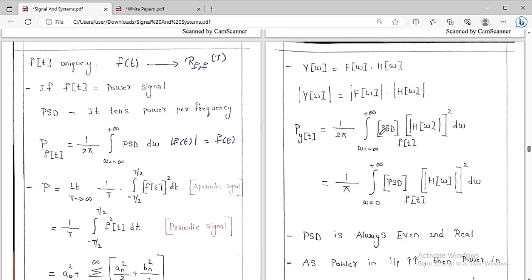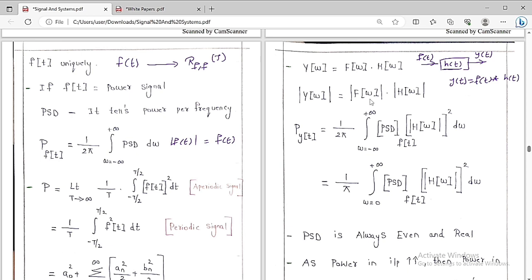The next point is, I have already told you, suppose Y of omega is equal to F of omega into H of omega. For an LTI system, if the input is f of t, and if the impulse response is h of t, then the output is y of t. So y of t is equal to f of t convolved with h of t. So this is in the time domain.